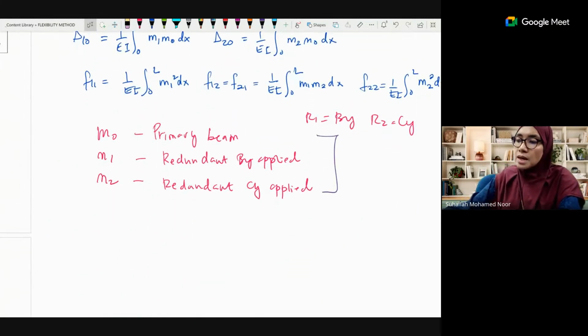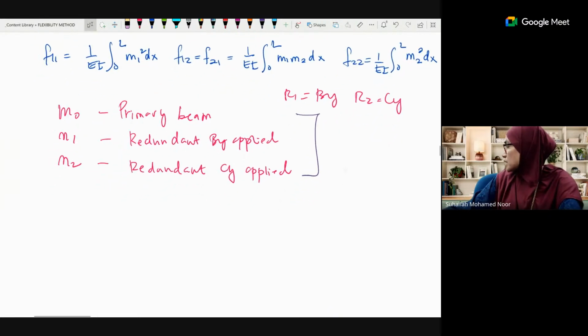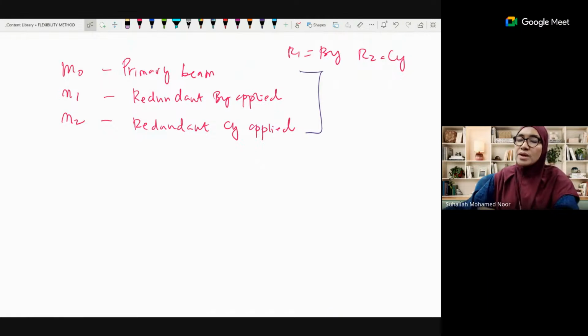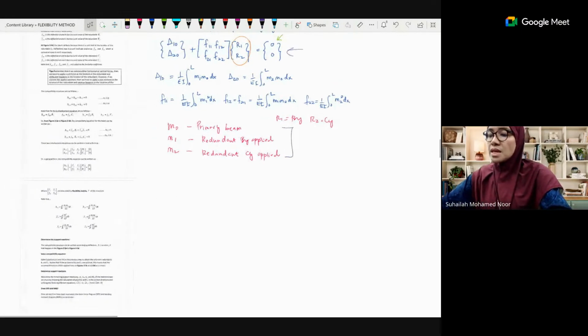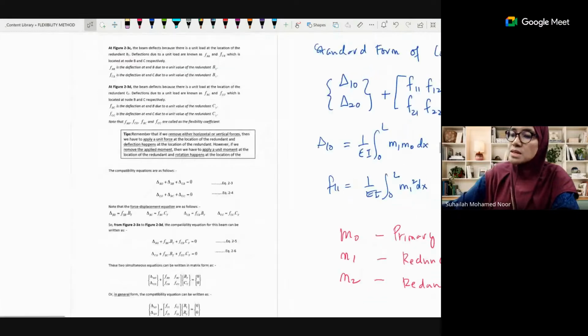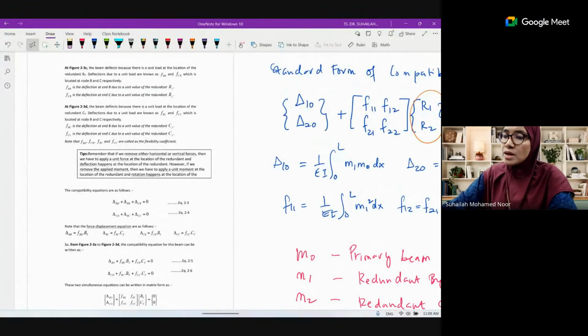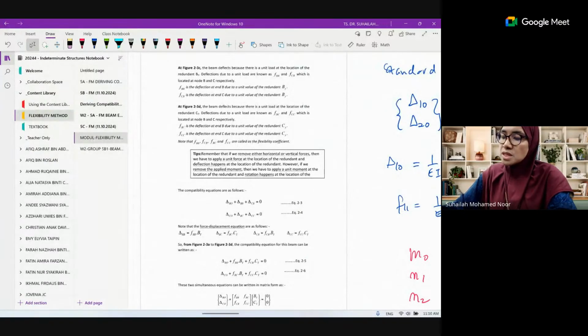Okay, normally when we solve a question, we can write the compatibility equation directly as a guide from the beginning of the process. What time are we at? It is 11 o'clock, so we have to go fast. We want to do one beam question.